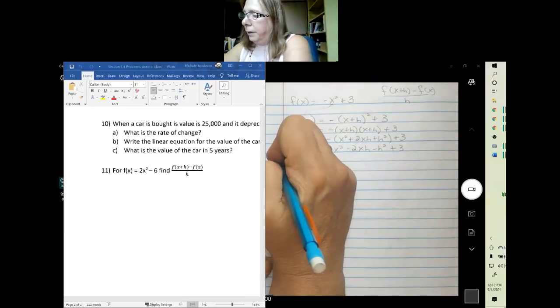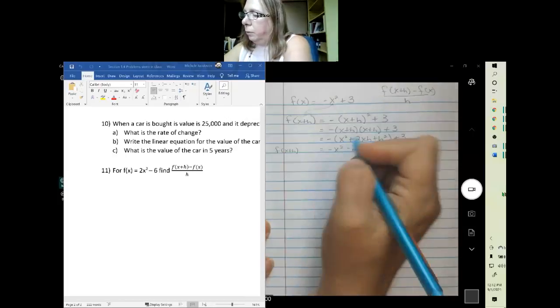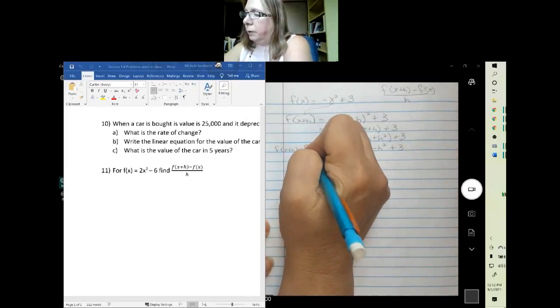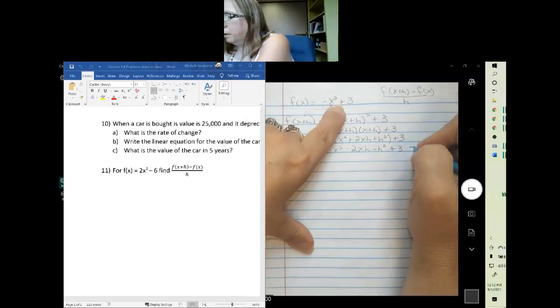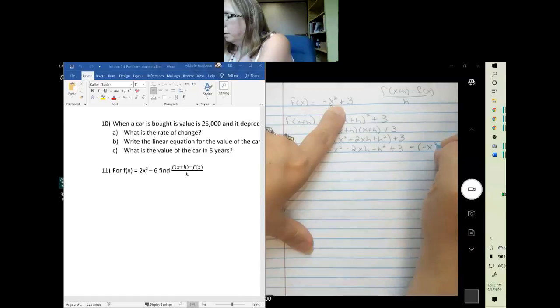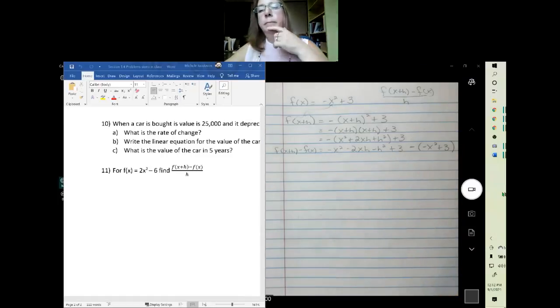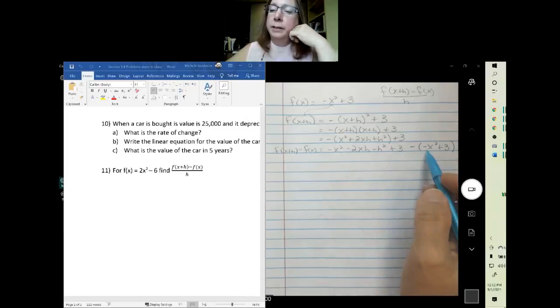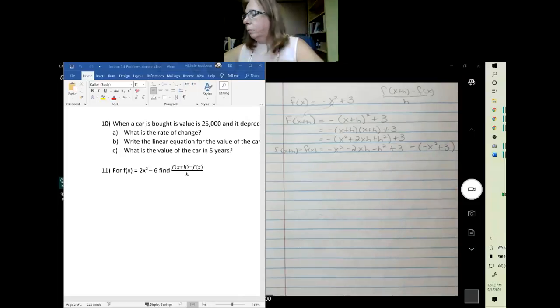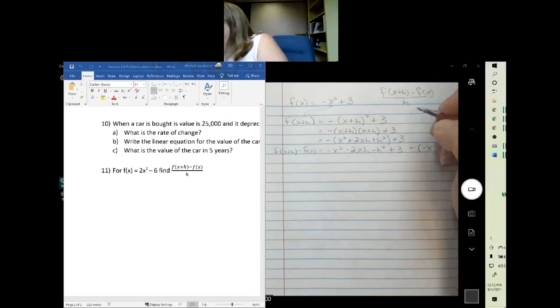So that's f of x plus h. We want to subtract the original function. So we want to subtract this. Now you can rewrite everything and distribute the negative, or we can make this a positive and then change the signs inside the parenthesis.